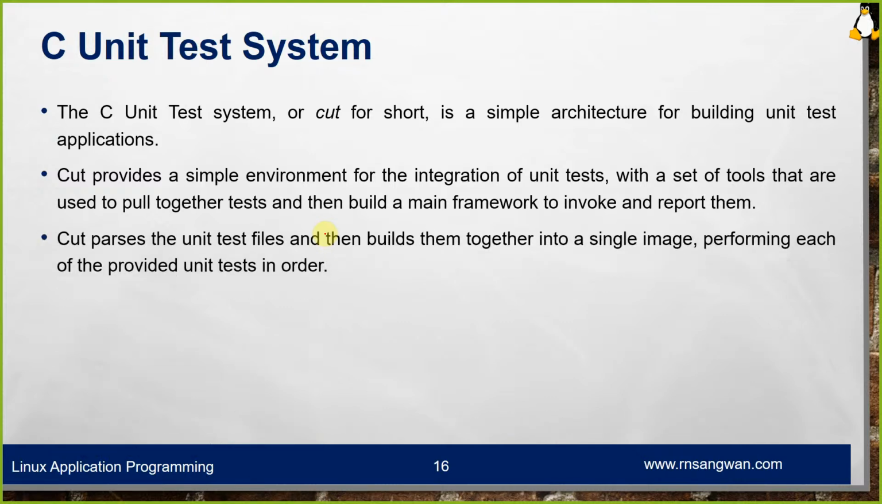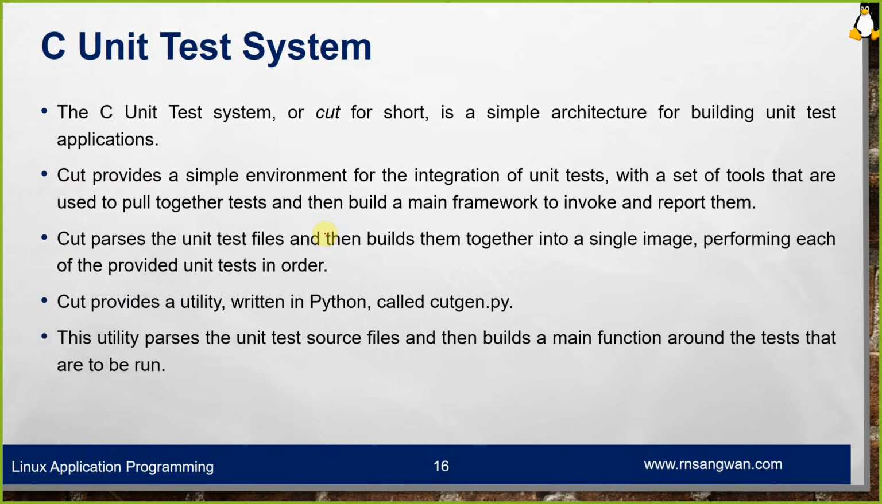CUT parses the unit test files and then builds them together into a single image, performing each of the provided unit tests in order. It provides a utility written in Python called CUTGen, for the generation of the code files. It will generate the files for you. It is a .py file, and I have shared that in the folder. It is included in your source code folder. The utility parses the unit test source files and then builds a main function around the tests that are to be run.